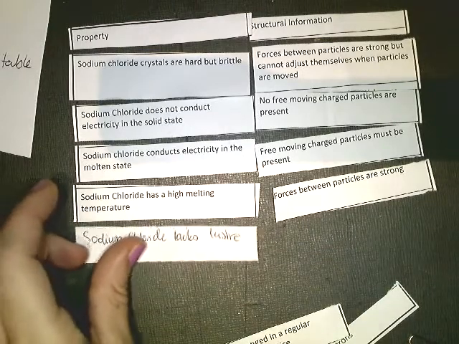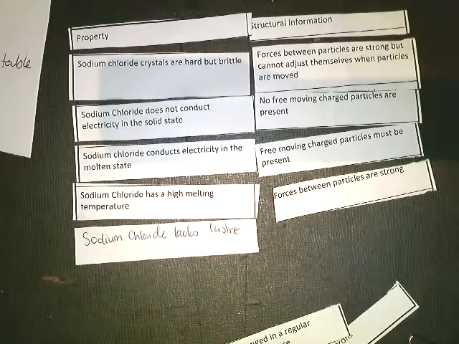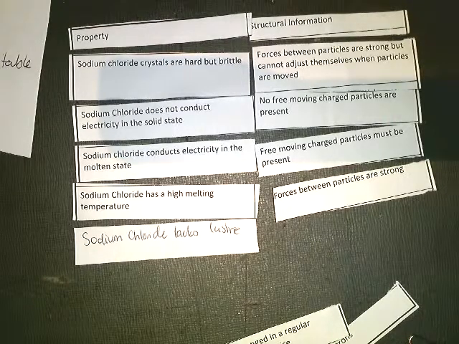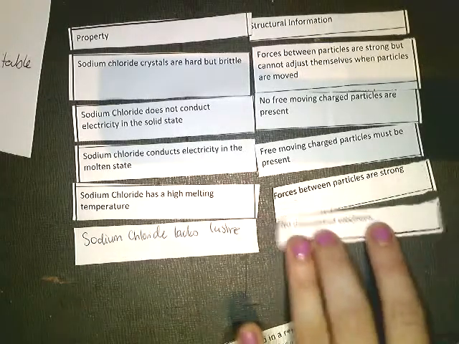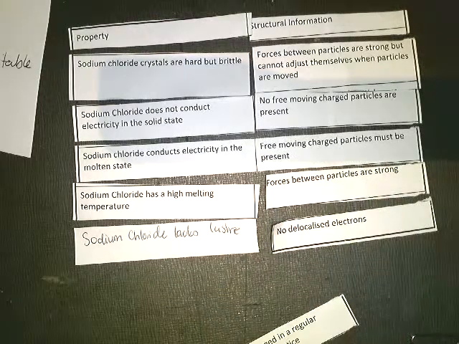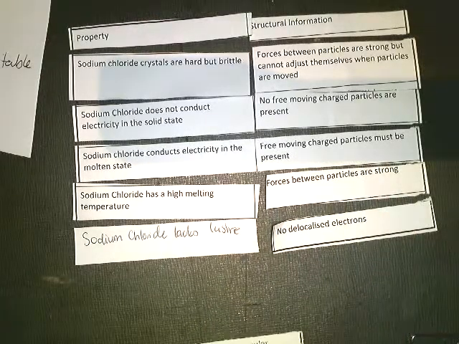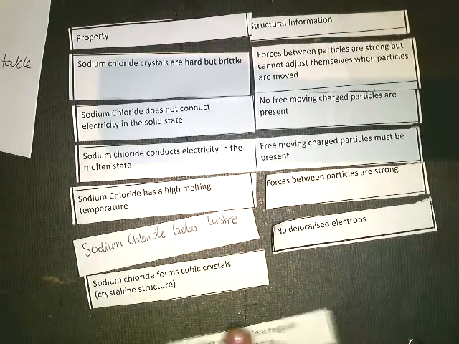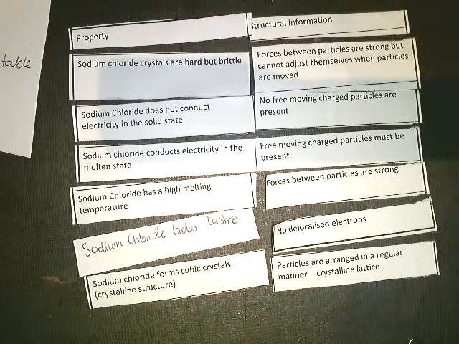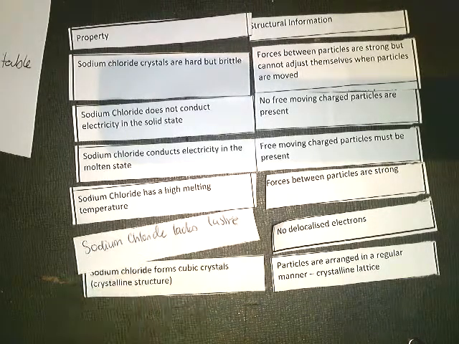Sodium chloride is not lustrous. Remember, the reason why metals are lustrous is because their delocalized electrons reflect light. So in this case, there must be no delocalized electrons. And then finally, sodium chloride forms cubic crystals. It has a crystalline structure, meaning that there must be some sort of ordered crystallized lattice. So hopefully you got those ones. And yeah, be proud of yourself if you did.